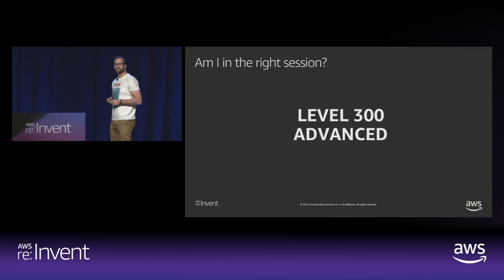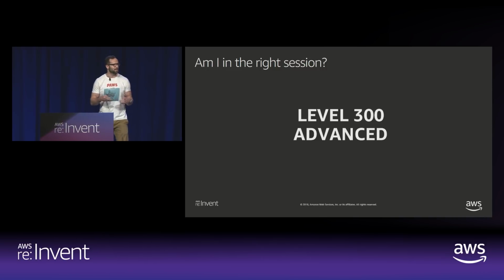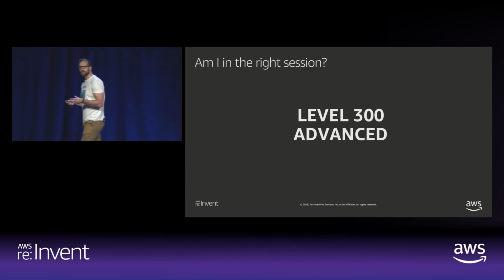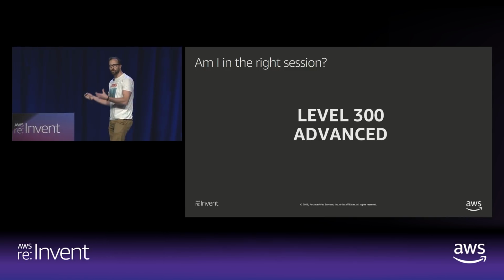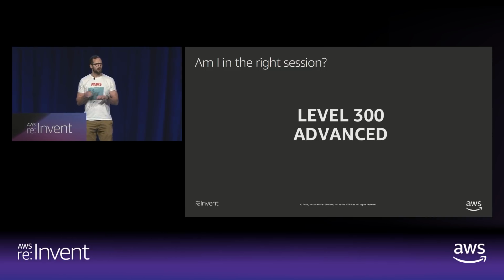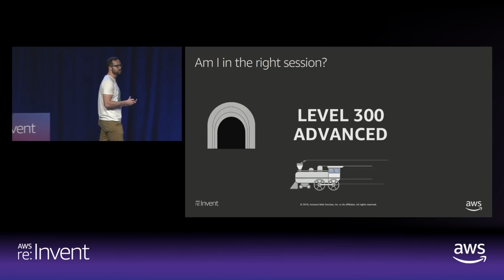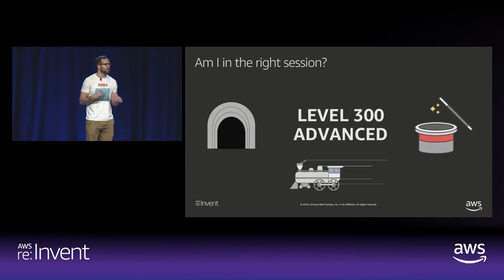So I know it's the day after the big party. Might be easy to wander into the wrong room. So just to set the scene, this is a level 300 session, which means advanced. So we won't be going into basics like what is a VPC, what is a VPN. But we also won't be going very deep into the code and configuration. We're going to keep it at the architecture level. So we'll focus on tunnels, and we'll focus on the magic we can apply to those tunnels to build interesting architectures on AWS.